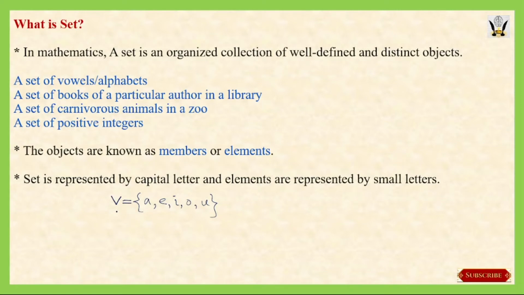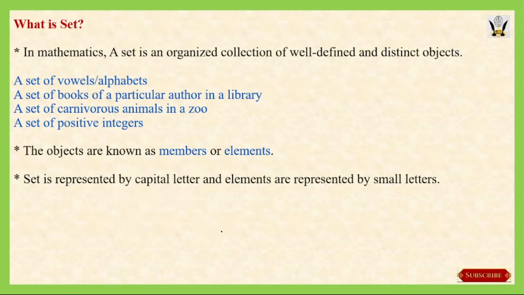Now we can see here that a is an element of this set V. This is another type of representation, a ∈ V, which means that a is an element of set V. Other than these 5 alphabets which are vowels, all other alphabets should not belong to this set. So if I take b, since b is not a vowel, b will not be an element of this set. So we represent it this way, b ∉ V. This signifies that b is not an element of this set V.